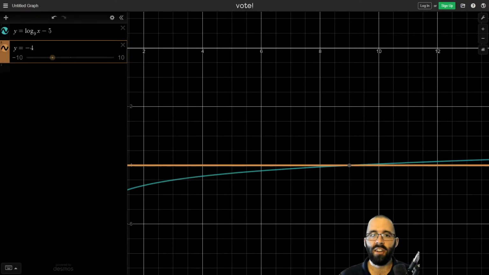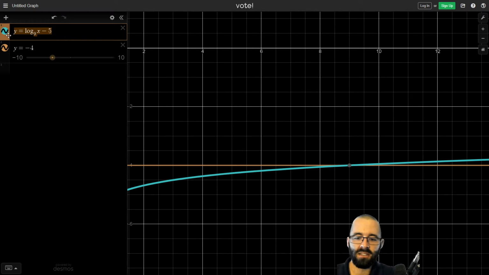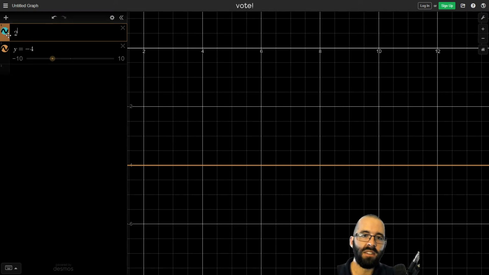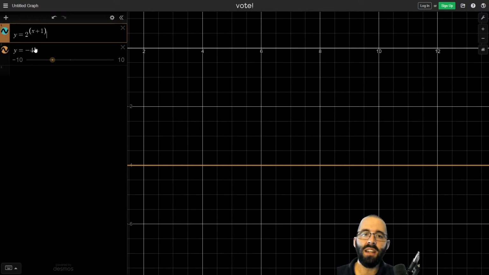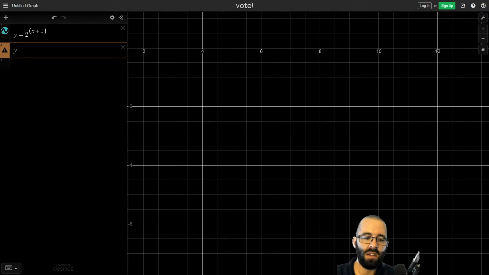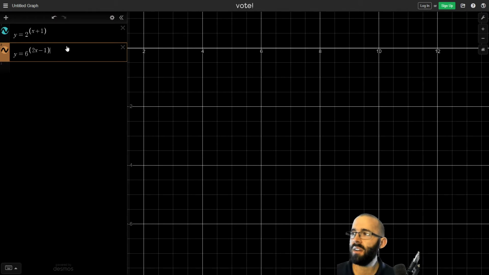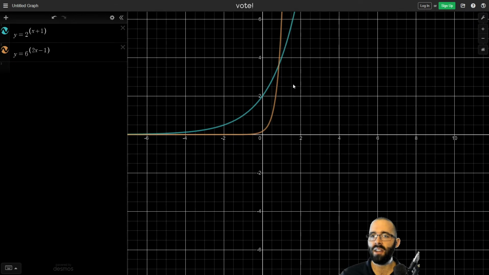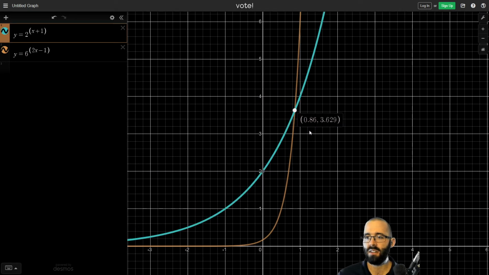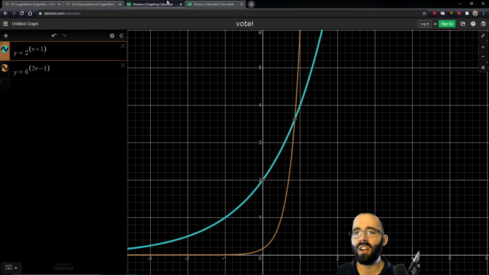Remember that one of the ways to check our answers is to plot the left-hand side and the right-hand side. The left-hand side is y equals 2 raised to the x plus 1 power. The right-hand side from the previous example was y equals 6 raised to the 2x minus 1 power. So we can graph both of these and see where they intersect to check our answer. So this says about 0.86. It's a rough answer. And we can check our answer.